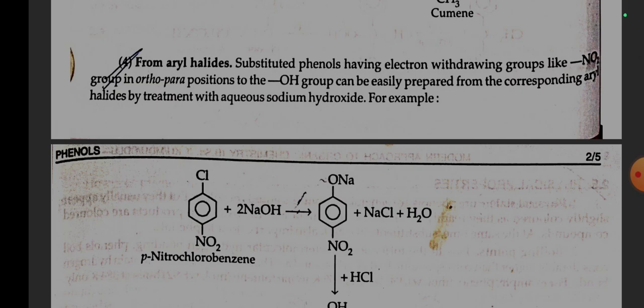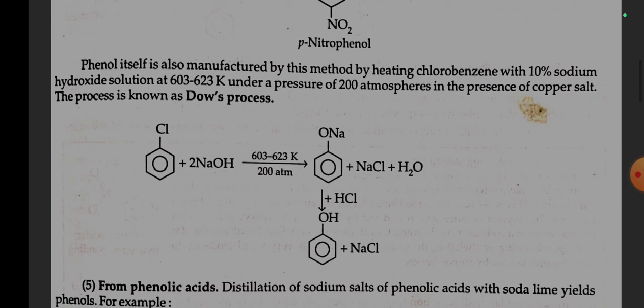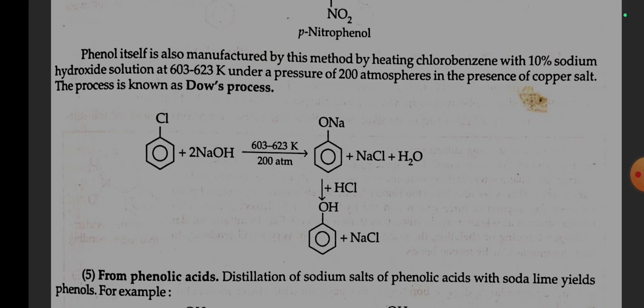From aryl halides. Substituted phenols having electron withdrawing groups like NO2 group in ortho-para positions to the OH group can be easily prepared from the corresponding aryl halides by treatment with aqueous sodium hydroxide. Phenol itself is also manufactured by this method of heating chlorobenzene with 10% sodium hydroxide solution at 603 to 623 Kelvin under a pressure of 200 atm in the presence of copper salt. The process is known as Dow process.